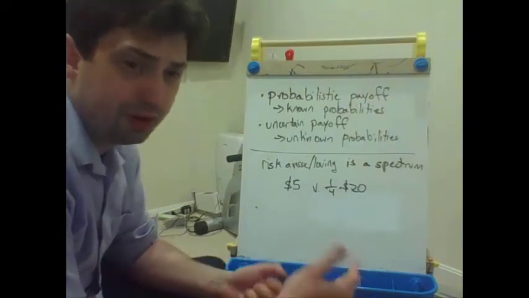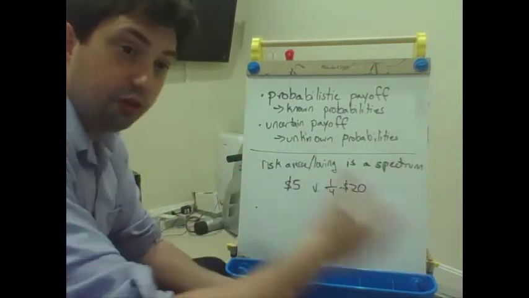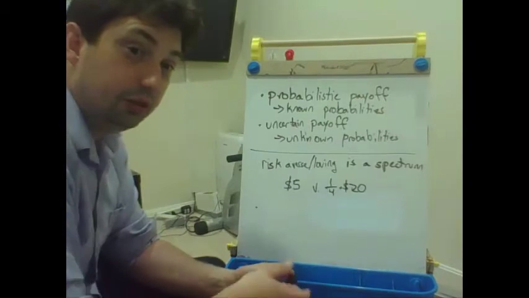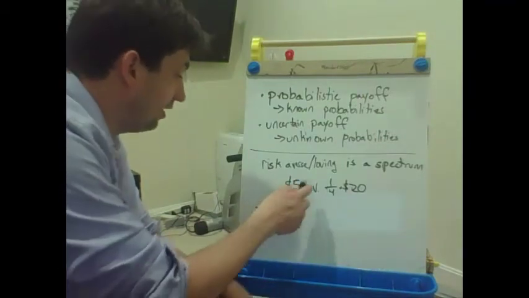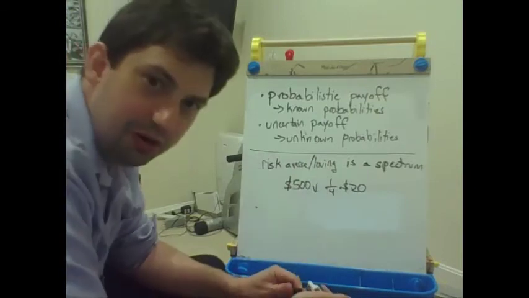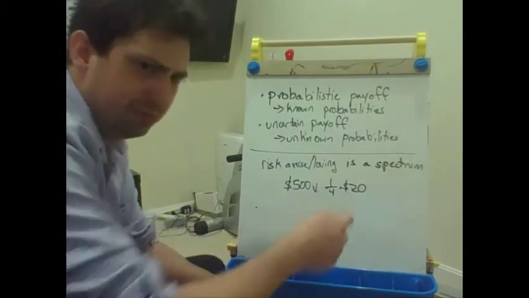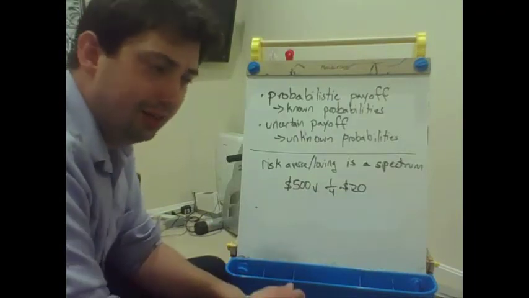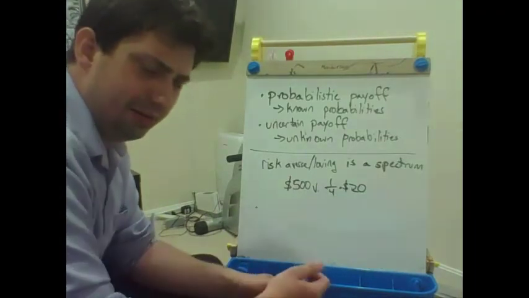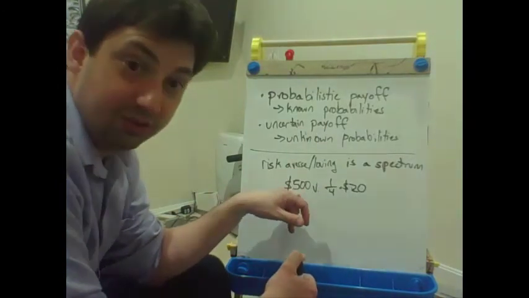So it is a spectrum, right? Don't be stupid about it. There is a range of risk aversion, and there's a range of risk loving as well. Obviously, if I made this $500, no risk loving person will say, I'd rather possibly get $20 than definitely get $500. Obviously people would always take $500.